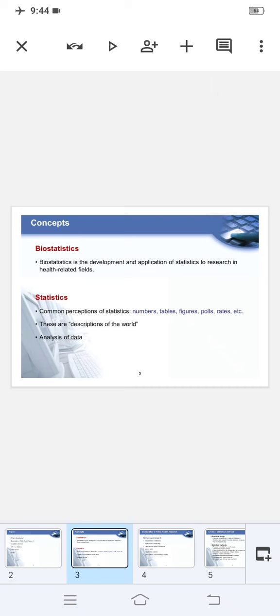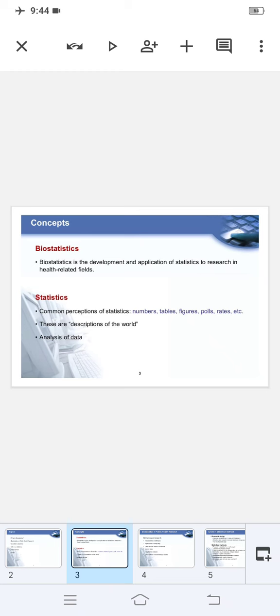Now, first of all, what is biostatistics? First, you think about what statistics is. To understand biostatistics, you have to understand statistics. Statistics is the science that is concerned with developing and studying methods for collecting, analyzing, interpreting, and presenting the data which is observed by any specific test.